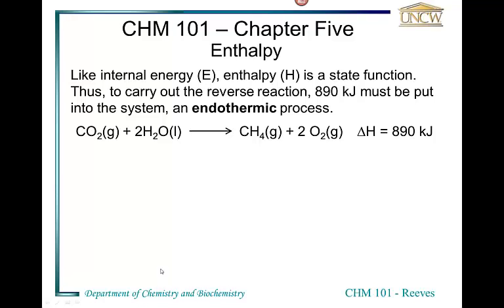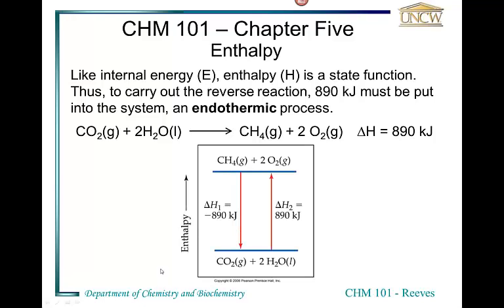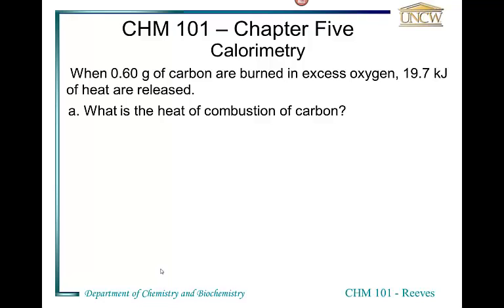So, the point here then is that depending on the direction you go, the amount of heat released or absorbed is the same. It's just a question of it being released when you burn methane and absorbed when you make CO2 and water back into methane and oxygen. So, let's go the other way. Let's take 0.6 of a gram of carbon and burn it in oxygen. If we do that and measure the heat that's released, 19.7 kilojoules of heat are released.